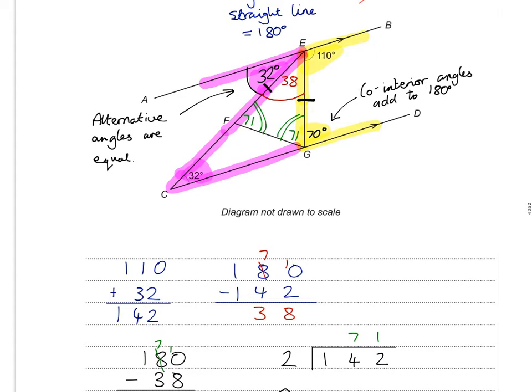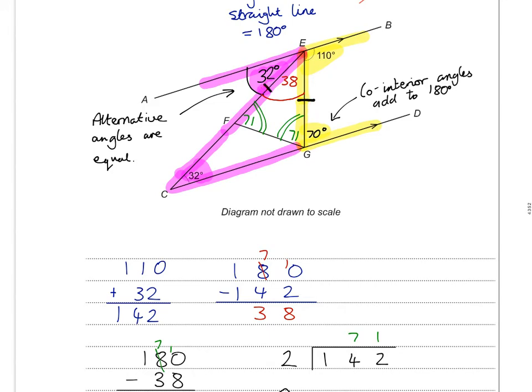110 add the 32, which came to 142, and then subtract from 180 because angles on a line come to 180, which gives me 38. So that top angle there is 38. Now you'll see I've gone and made these lines here a bit more bold. They were given, but I've made them really stand out.